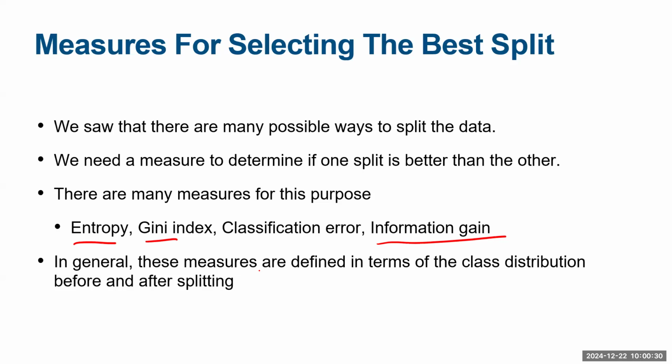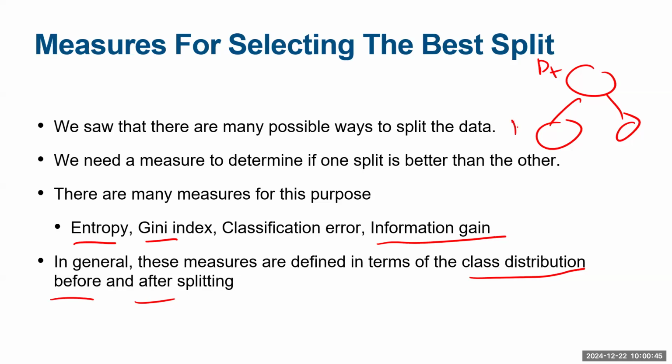So all of these attributes is actually measured in terms of class distribution before and after split. So basically, when you do a split, you have the distribution of the parent, and then you have the distribution of the children. So the measurement here is going to take all the three values and compute the score of this split.